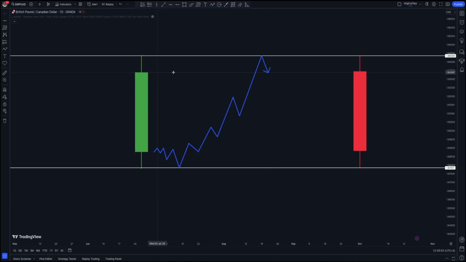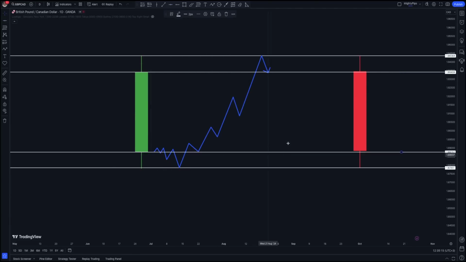So it closes at that level, right? Let me just drop a line here so that we can have the close also there, right? And then let's drop a line here at the open. So this is how the internal structure of a candle looks like. And I explained to you that each candle has what we call manipulation, it has accumulation, and then it has distribution.